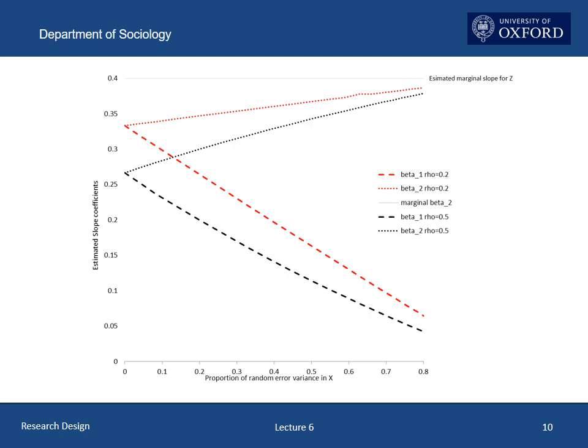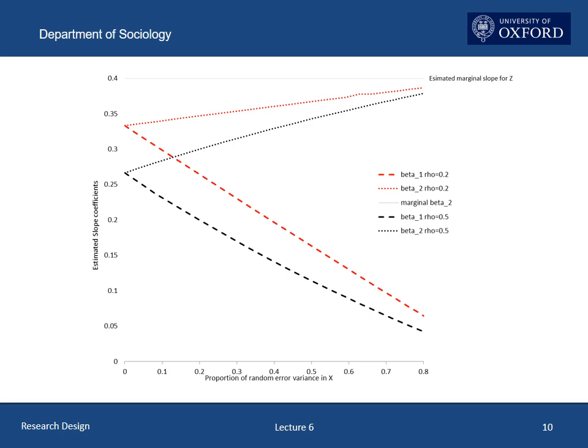In this figure, we can see how things develop as we gradually increase the amount of random error variance in x, which is plotted on the horizontal axis of the figure. What we are plotting are the regression slopes for x, beta subscript 1, and z, beta subscript 2, for two scenarios. One in which the correlation between x and z is, as in the previous slide, equal to 0.2, and the second where we assume the correlation is equal to 0.5.